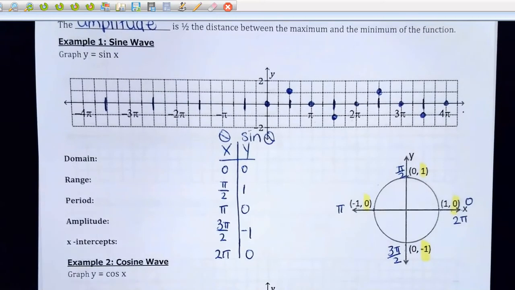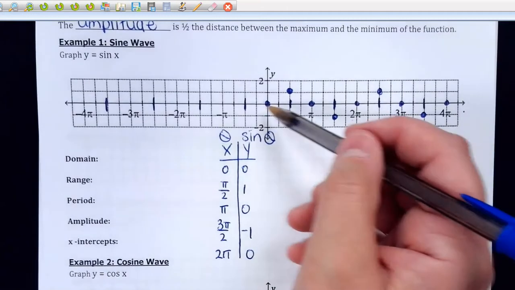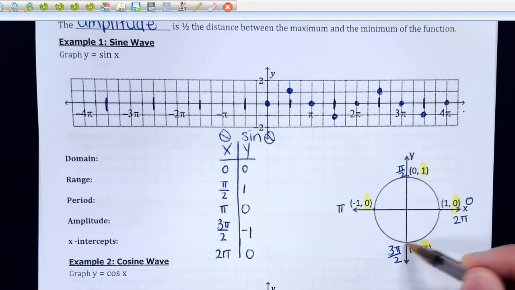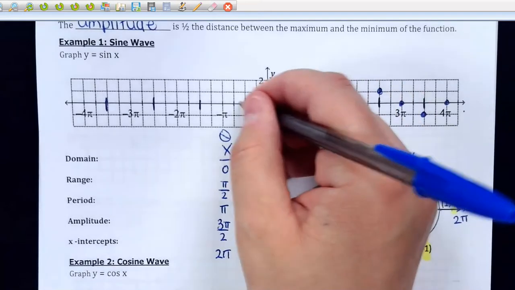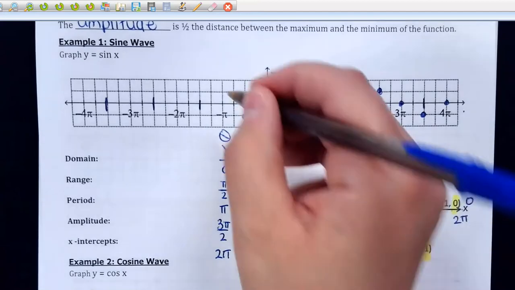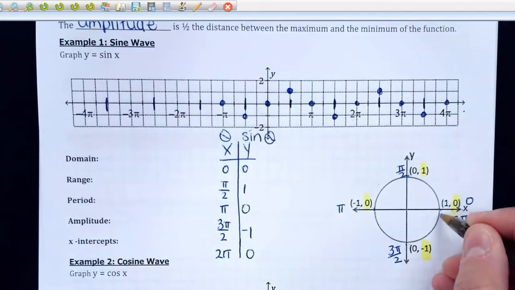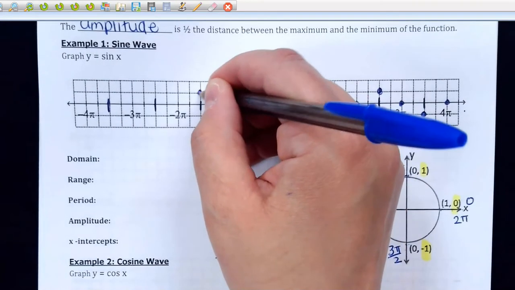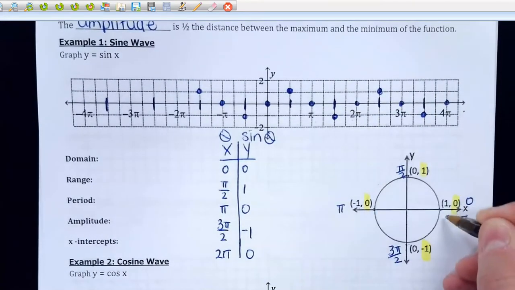You can also go in a negative direction, clockwise around the unit circle. So I'm going to go backwards here. If I go negative pi over 2, that'd be right here. So negative pi over 2 would be at -1. Negative pi would be at 0. Negative 3 pi over 2 would be at 1. And then negative 2 pi is back at 0.